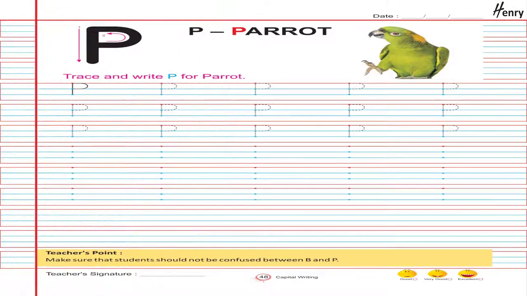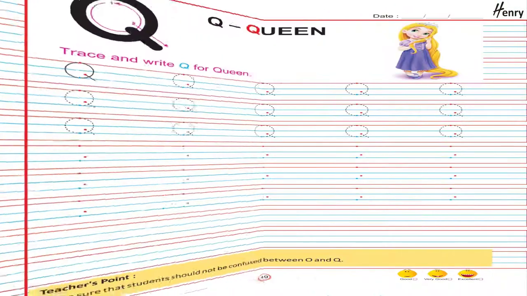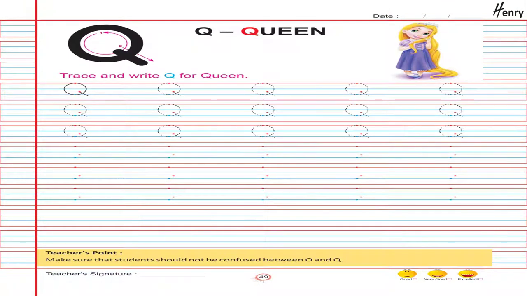P, parrot. P, trace and write P for parrot. Q, queen. Q, trace and write Q for queen.